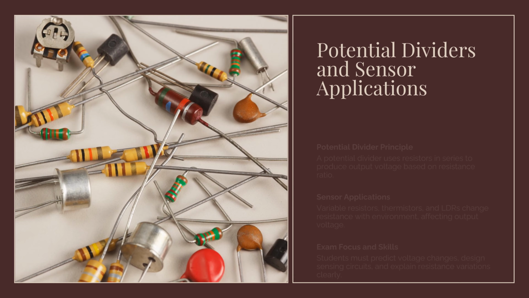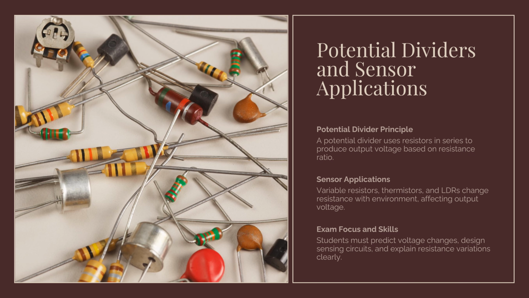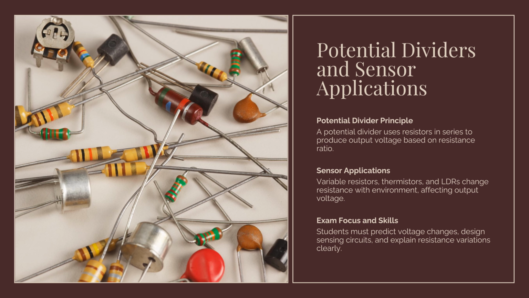A potential divider consists of two or more resistors in series across a supply, producing an output voltage that depends on the ratio of resistances. The basic relationship Vout equals R2 over R1 plus R2, times Vin, is derived from series circuit principles.